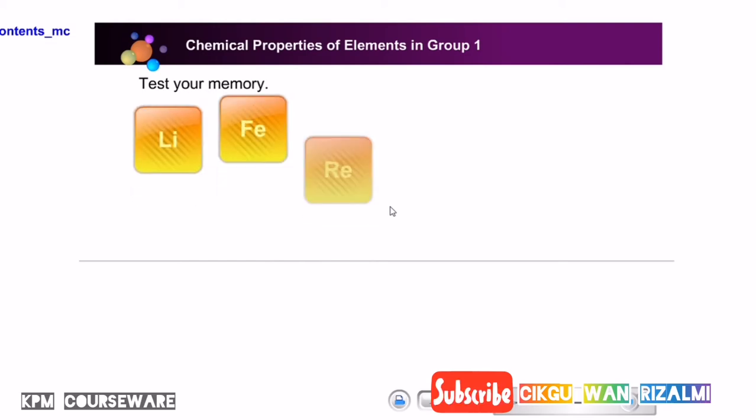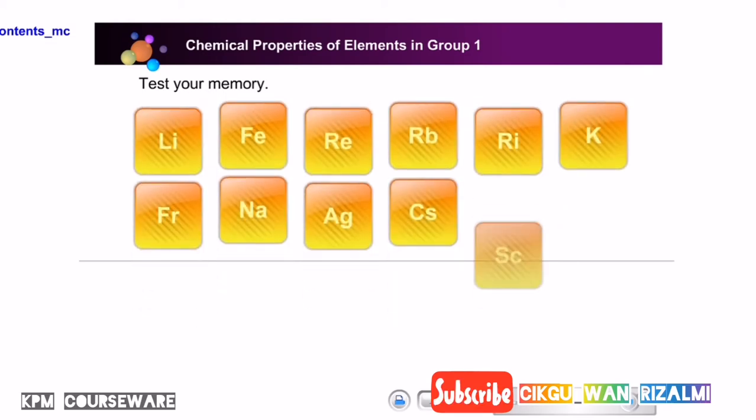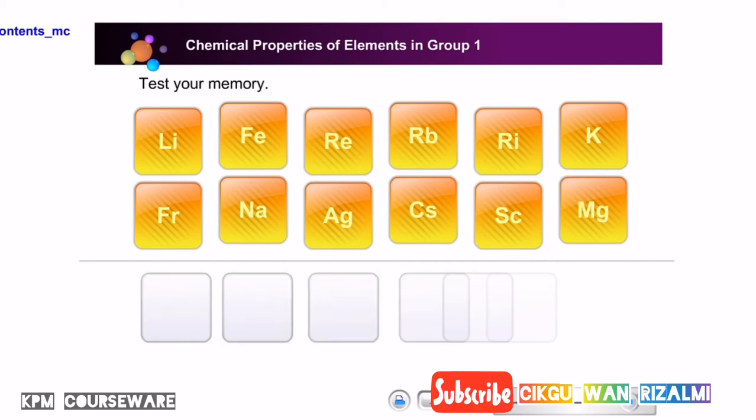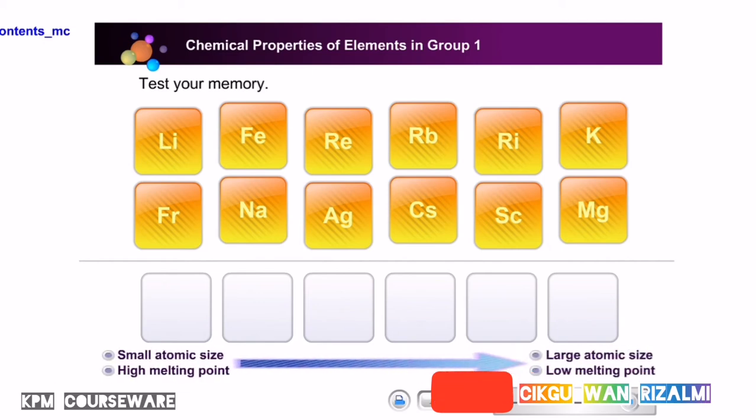Physical properties of elements of group 1. Before we start, let's see whether you still remember the elements of group 1 and their physical properties. Drag group 1 elements and drop them into the boxes provided and arrange them in ascending order of their atomic sizes and melting points.